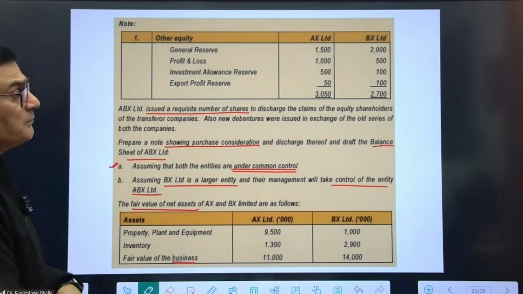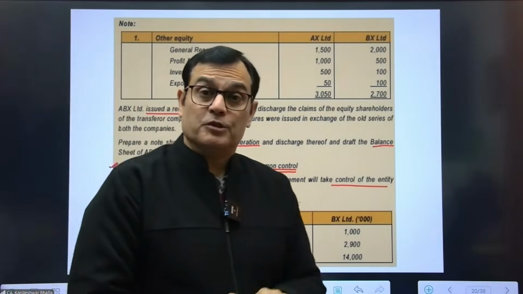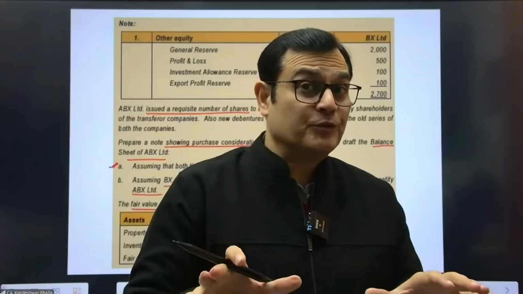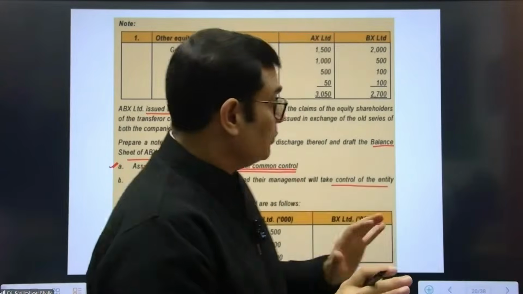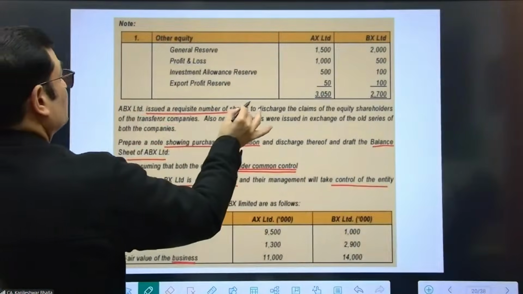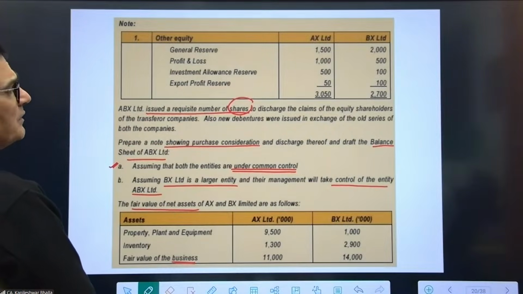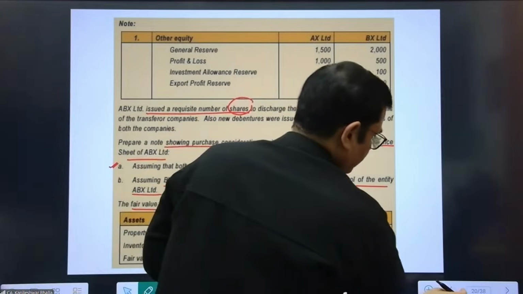Okay, so let's begin with the 6 steps, because we almost know now that it is a reverse acquisition, because the consideration is paid in shares only. Very clearly given that they will issue a requisite number of shares. So I think it's undoubtedly going to be a reverse acquisition. Let's begin.